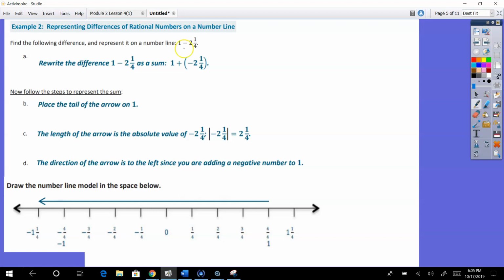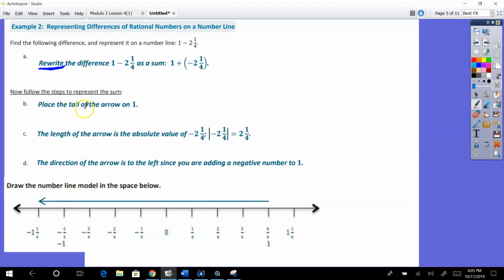Okay, so we have a subtraction problem. Before we do anything, we have to rewrite the difference. So 1 minus 2 1/4 as a sum is going to be 1 plus a negative 2 1/4. So we add the additive inverse. Now follow the steps to represent the sum, like we did in example 1, so we're writing our instructions.